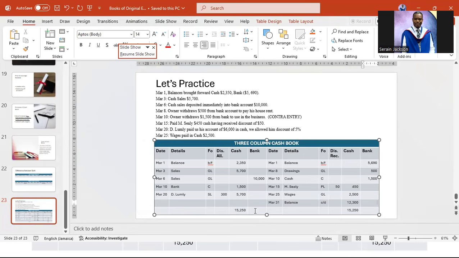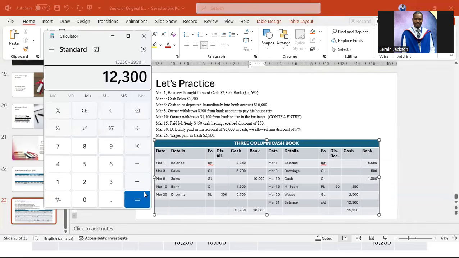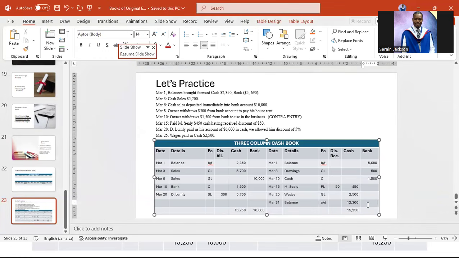Now let's do the bank column. Obviously, we look at the bank column on the debit side and we see that it is 10,000, and obviously it is more than the credit side. So let us add up the credit side now. It is 5,690 plus 500 plus 1,500, and that would be equal to 7,690. So obviously it is less. Let's do the subtraction. You get 2,310. So the balance carried on will again be on the credit side, 2,310, and that would now add up to 10,000 right there.